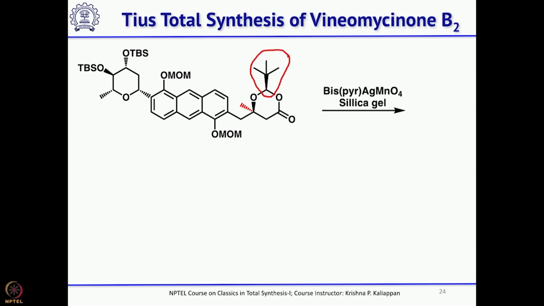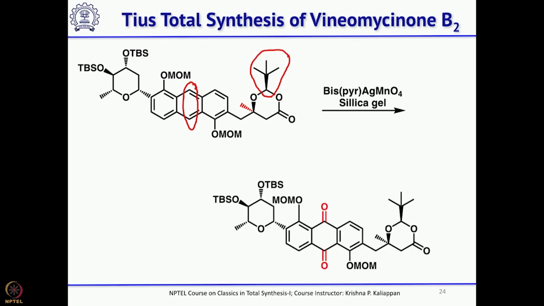Then what needs to be done? If you look at this middle ring of this anthracene, in the natural product it is anthraquinone. That means this diene should be oxidized to diketone. So, that was done to get the corresponding di-substituted anthraquinone.